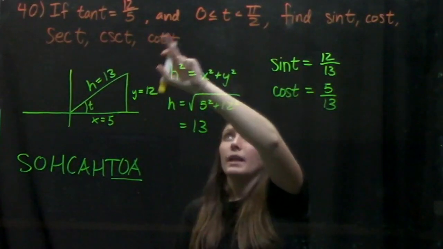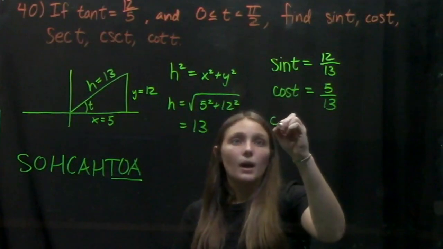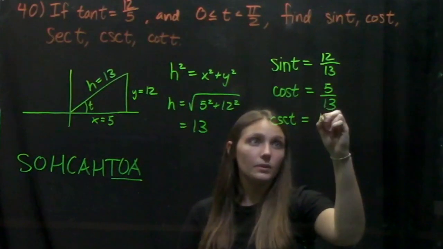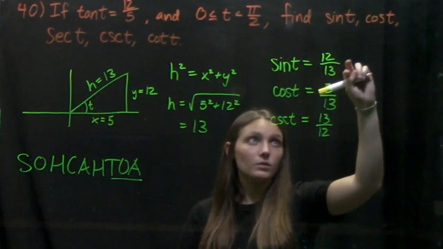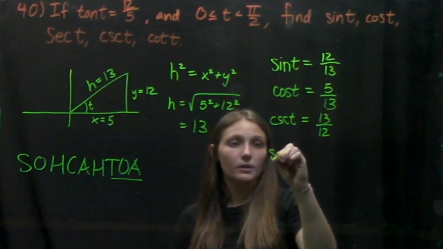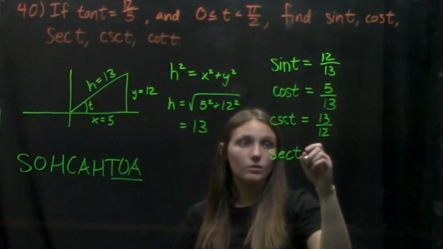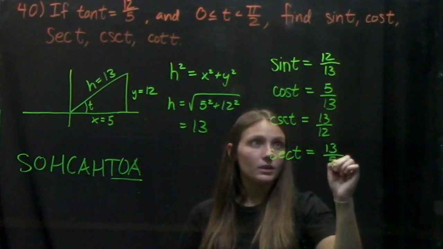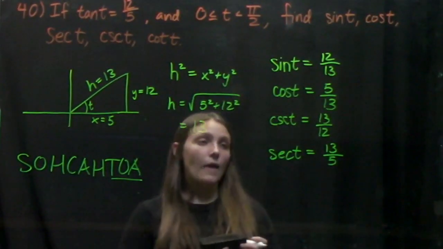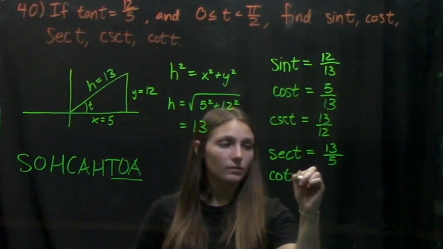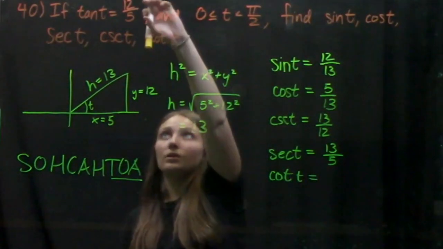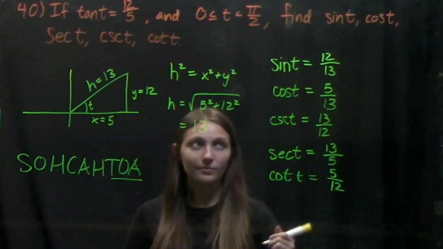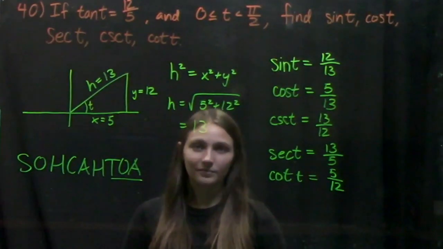And now we know tangent is 12 over 5, so now we're going to do the inverse of sine of t, which is cosecant t, is going to be 13 over 12. So we just flip it for cosecant, and we're going to do the same with cosine to find secant. So we're going to flip cosine, we're going to get 13 fifths for secant. And then all we need to do to find cotangent is to flip tangent, so tangent is 12 fifths. We're going to flip that and get 5 twelfths. And there are your answers.